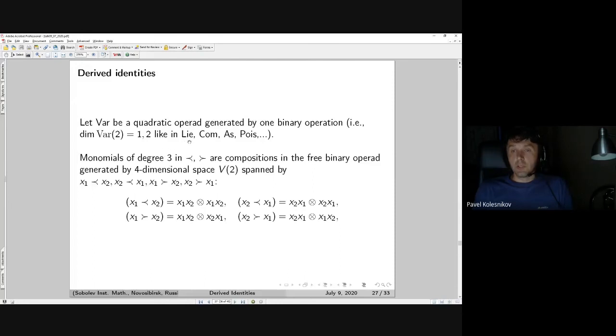So are Lie algebras, commutative, associative, Poisson algebras, and so on. We may determine left and right operations with a derivation and encode the operations left and right in the following way. This corresponds to the construction of the Hadamard product. The left product of x1, x2 is given by that tensor. The right product of x1, x2 is given by that tensor.